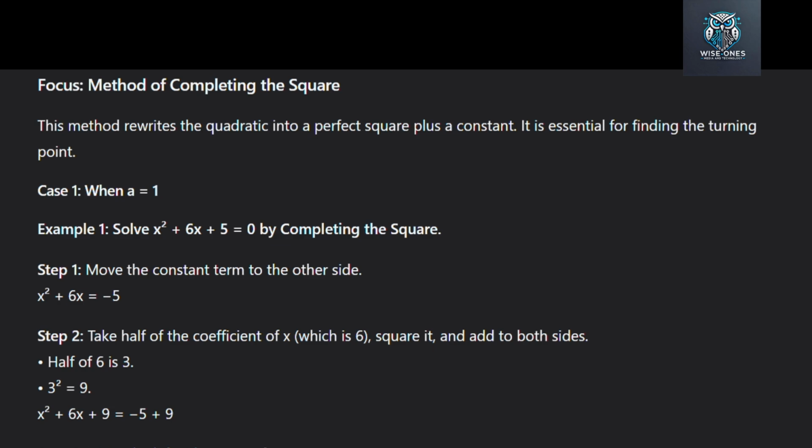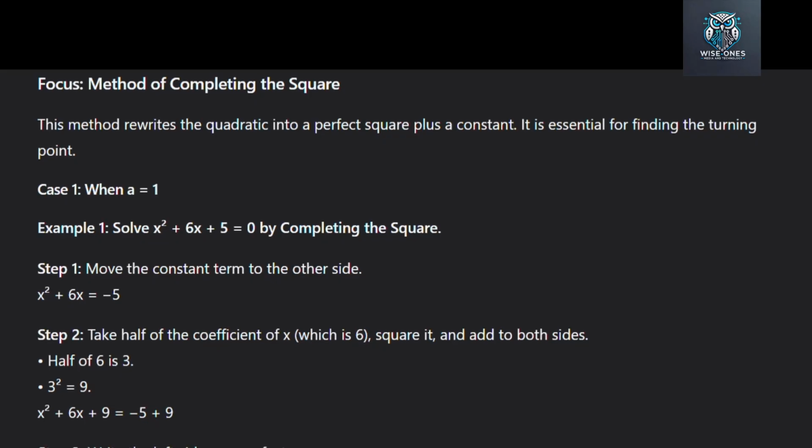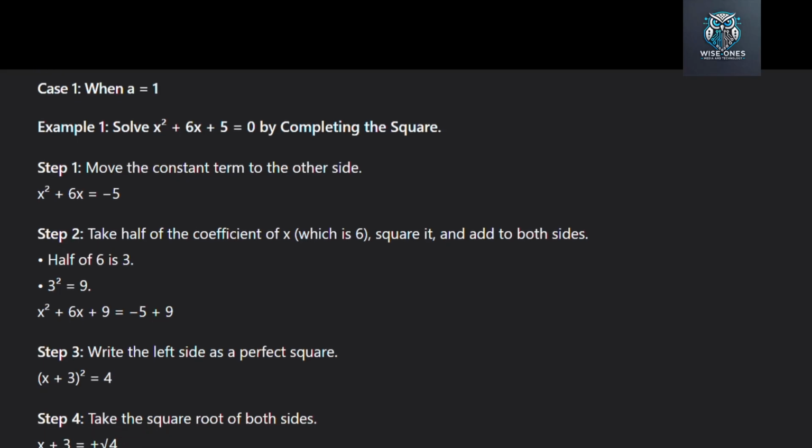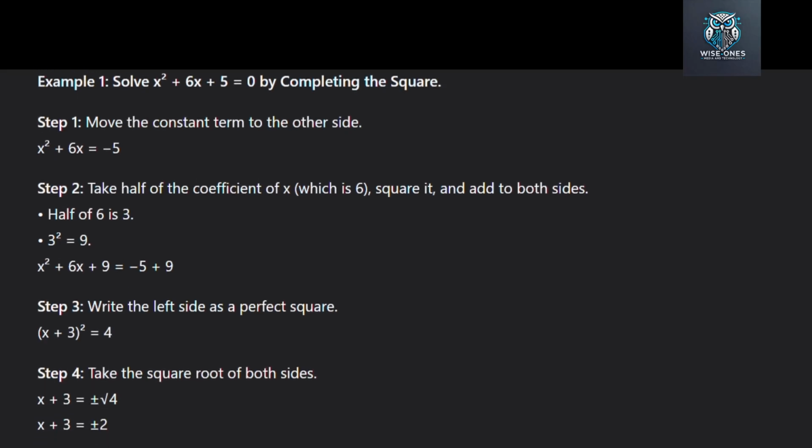Example 1. Solve x squared plus 6x plus 5 equals 0 by completing the square. Step 1. Move the constant term to the other side. The constant term is the number without an x. Here, it is positive 5. We want to isolate the x terms, so we subtract 5 from both sides. On the left, the 5 cancels out. On the right, 0 minus 5 is negative 5. So we write x squared plus 6x equals negative 5.